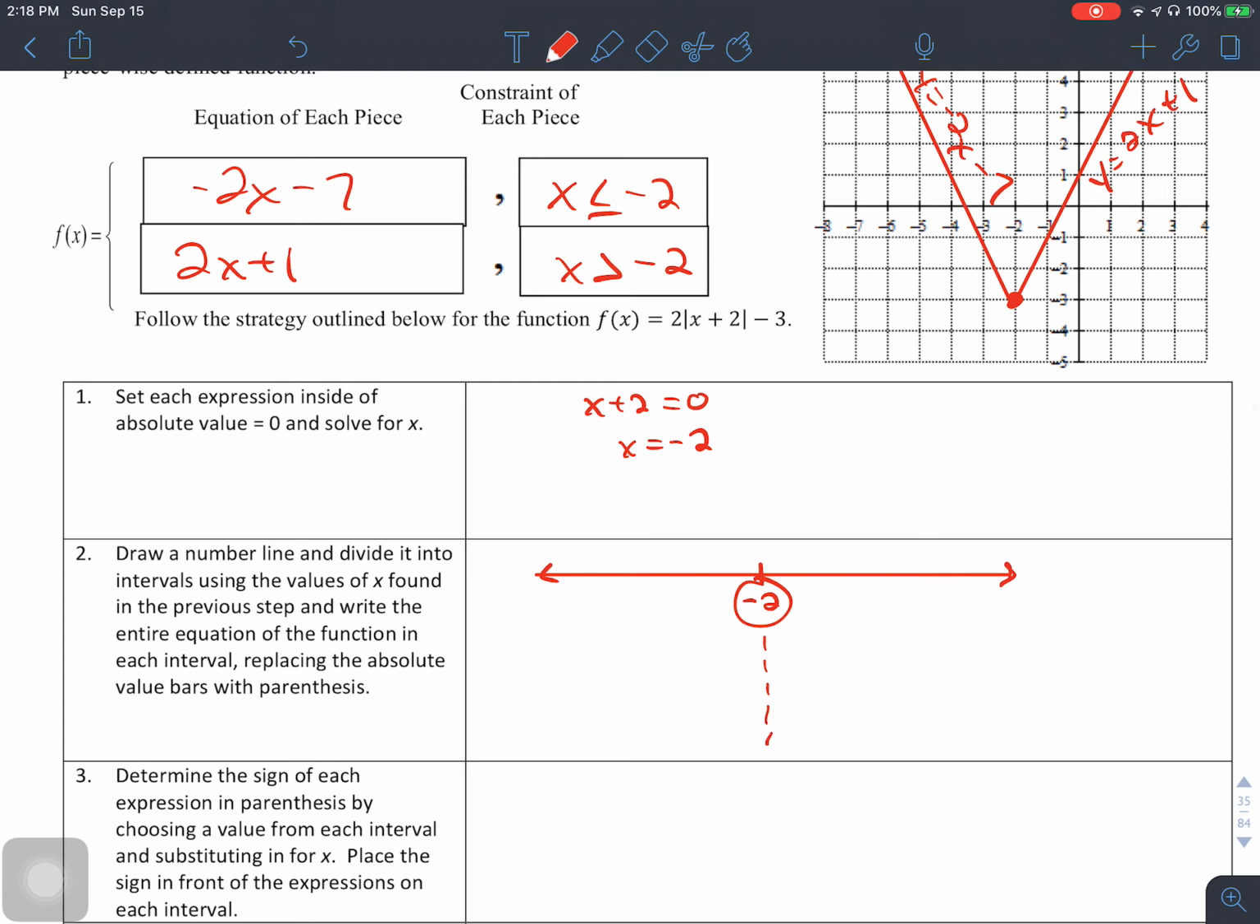So I'm taking all the numbers from negative infinity to infinity and I'm breaking them into two parts. All the things to the left of -2, all the things to the right. What this is telling us to do in here is take the original equation, write it down on the left side, replace the absolute value with parentheses, write it on the right side, replace the absolute value with parentheses.